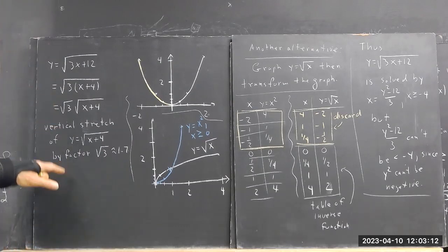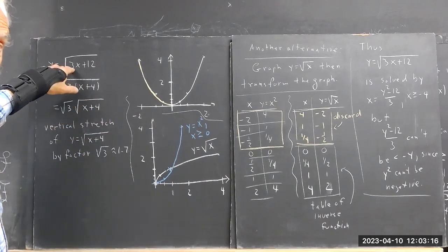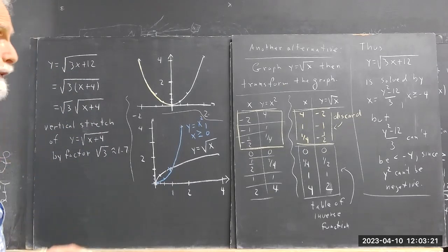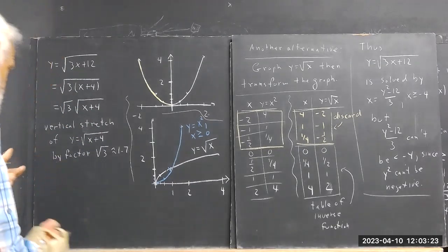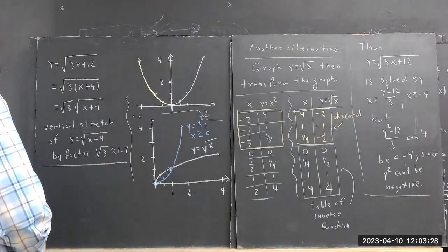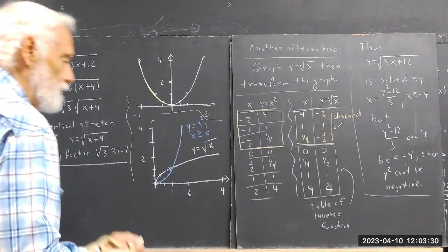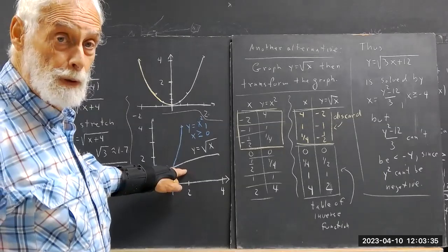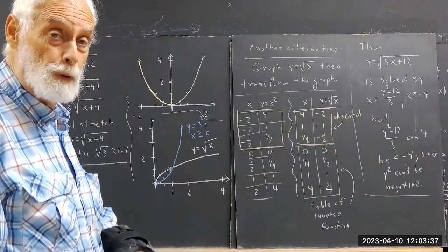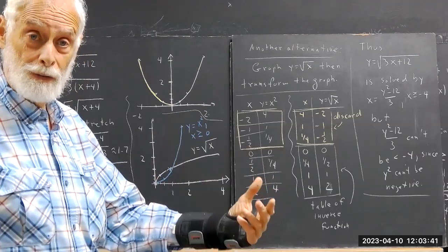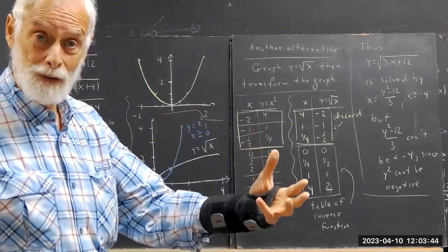You're not going to bother vertically stretching this and then horizontally shifting it. You're just going to plug those numbers in. And it's going to work. But if you want to understand the graph, then you want to do this stuff. Well, what does a vertical stretch do? If you vertically stretch this square root function by a factor of 1.7, you move every point 1.7 times further from the x-axis. We talked about that last time.